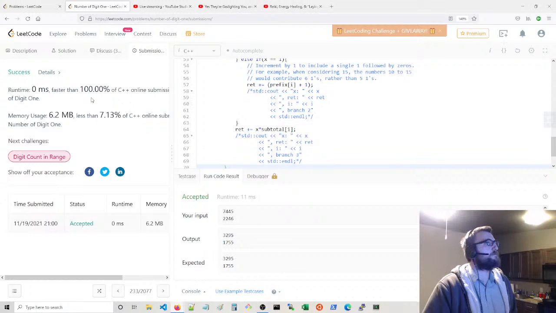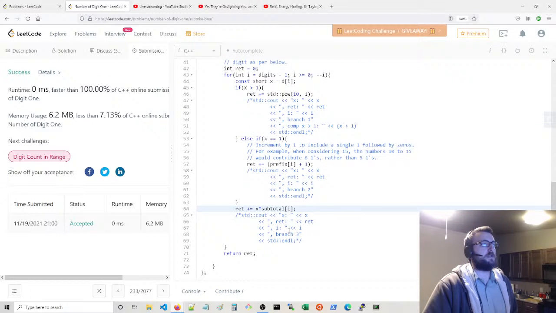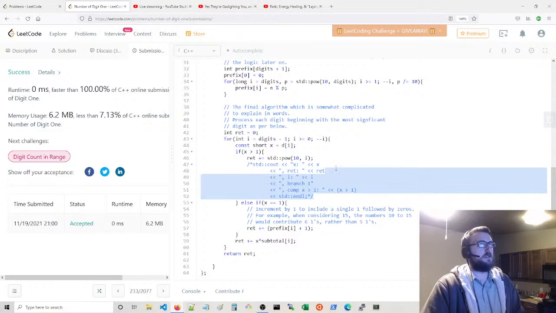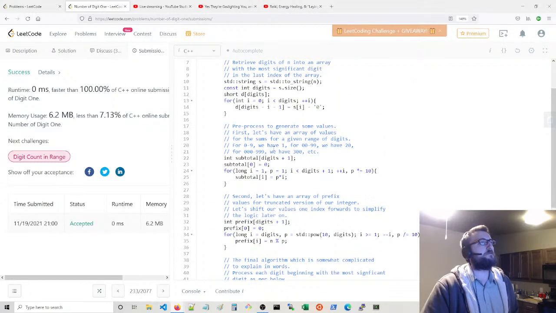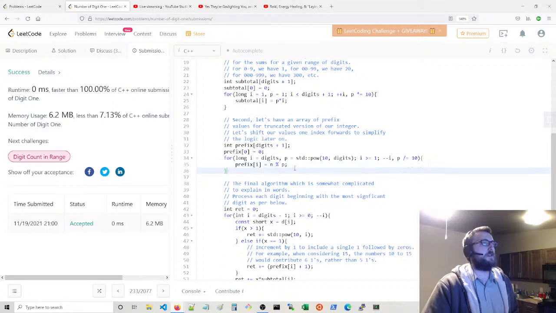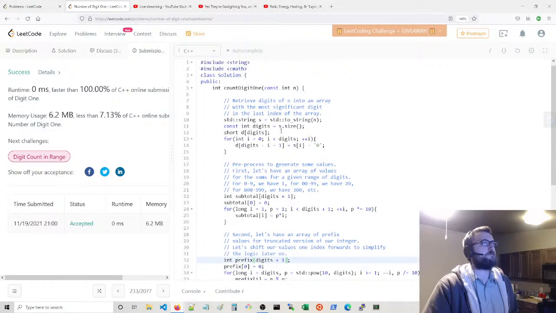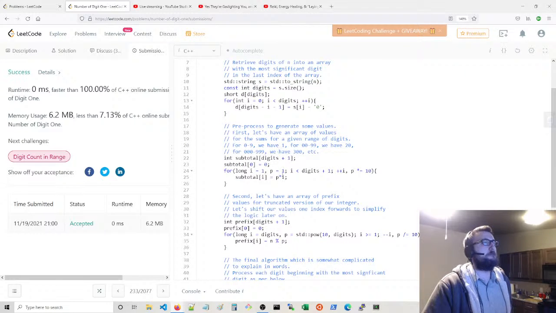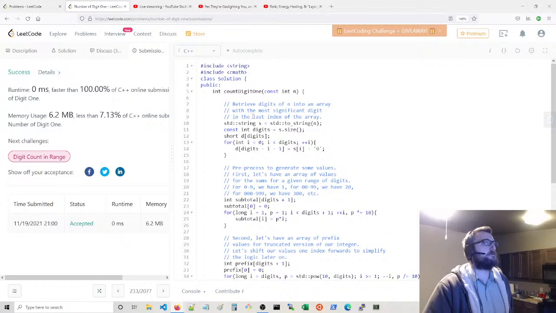Not bad. So, 100%, we use a little bit more memory than everybody else does, because these could be calculated on the fly, some of these. But I thought it was fine to calculate them ahead of time. So for subtotal, we have this standard power, and yeah, 100% speed. It's pretty quick. That was kind of involved, but yeah, counting all the ones, not bad.